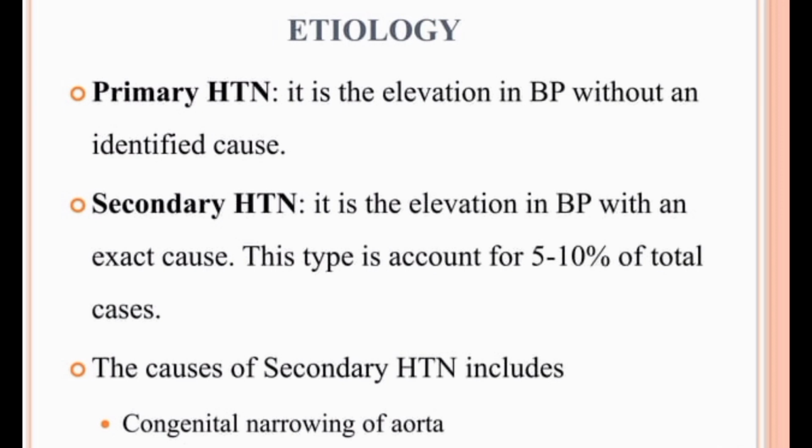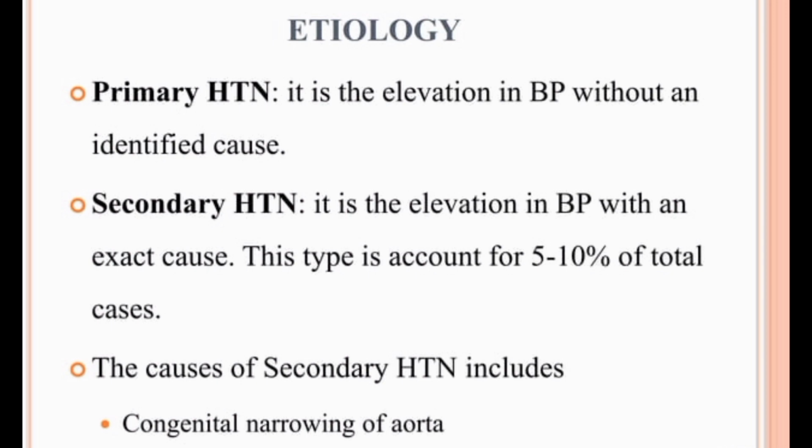Third one, we will see the etiology of hypertension. In this, we will see primary and secondary hypertension. In primary hypertension, there is an elevation in blood pressure without an identified cause. That means unknown causes. In secondary hypertension, there is an elevation of blood pressure with an exact cause. That means 5 to 10 percent of total cases have an exact cause of hypertension. In this we will see one by one.